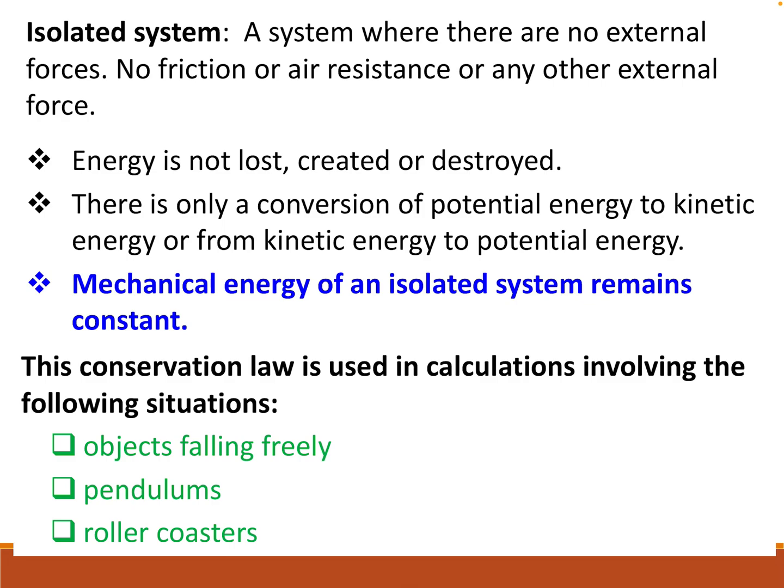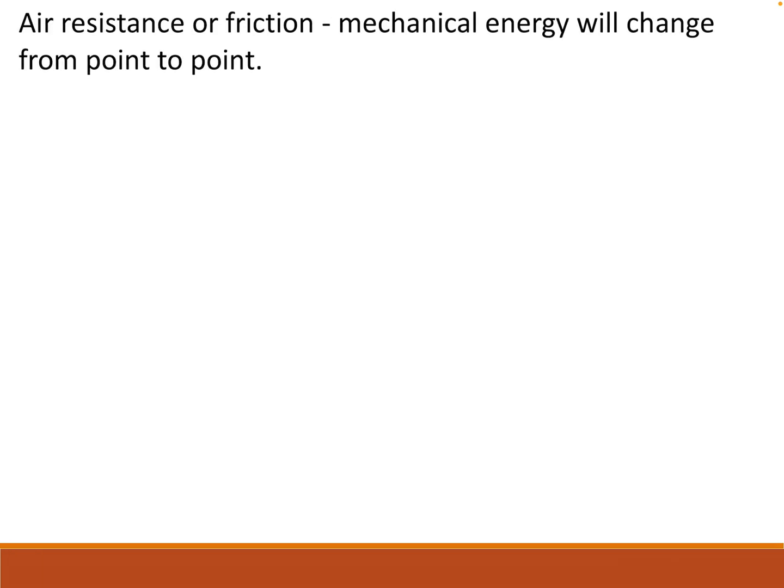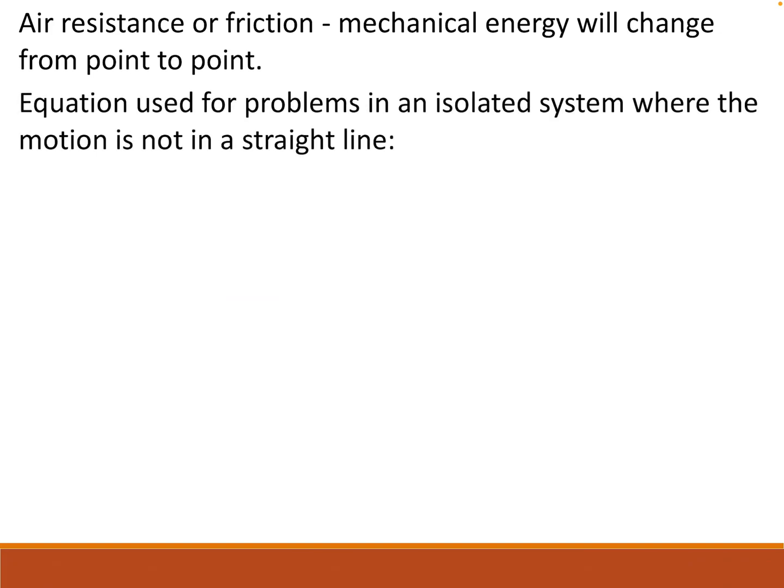Roller coasters aren't straight lines either, so it's not linear motion. If there's air resistance or friction, the mechanical energy will change as it goes from point to point. So we have to ignore it. If we have an isolated system, when it's not in a straight line, we use the conservation of mechanical energy. You have to start from this point. Even if something in the system is zero, it doesn't matter, you must start from here.